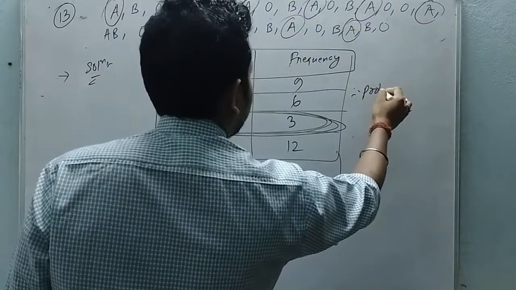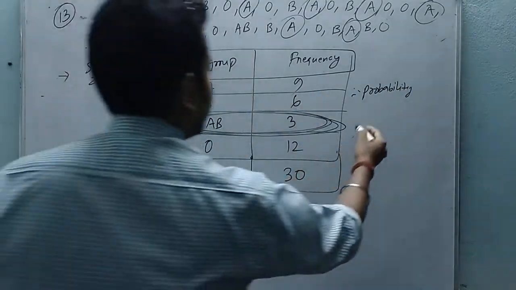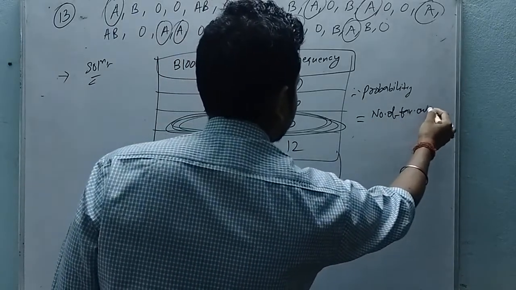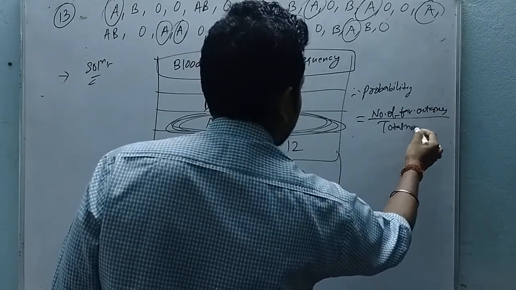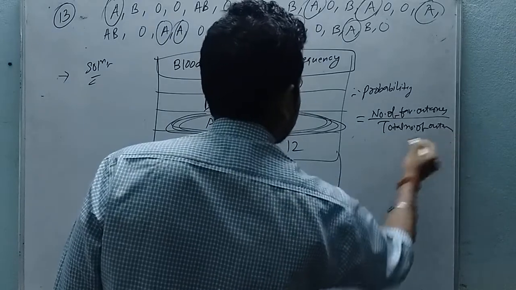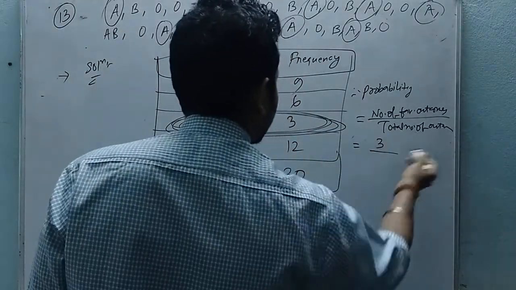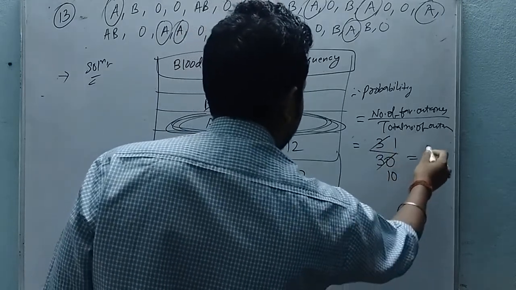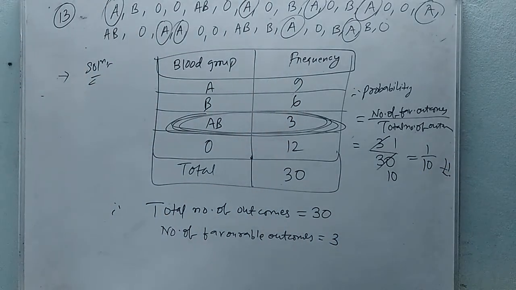After this line you write: probability is equal to number of favorable outcomes upon total number of outcomes. Number of favorable outcomes is 3 and total number of outcomes is 30. Cancel it by 3: 3 1s are 3, 3 10s are 30. So 1 by 10. This is the answer of question number 13. Clear?